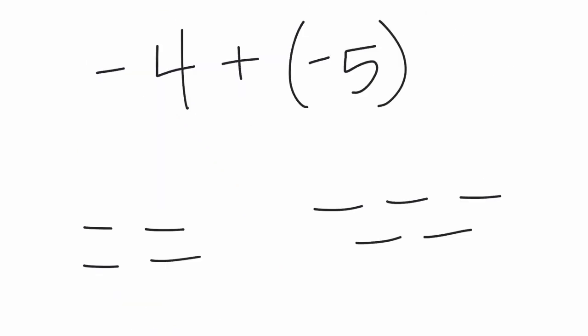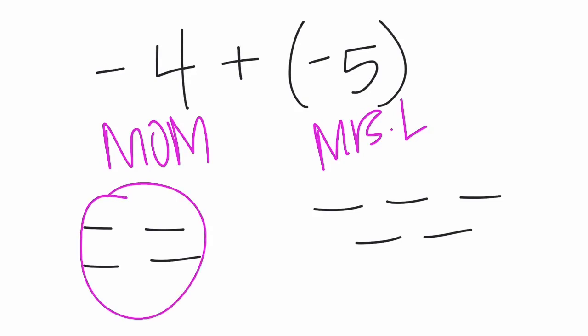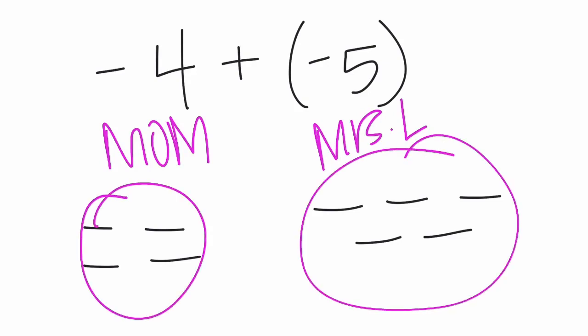This next one says if you owed your mom negative $4, or you owed her 4, and then you owed me, Mrs. Loggy, $5, how much altogether do you have to pay back? Well, mom would be 4 and I would be 5, so altogether you would need to pay back $9. So you would be negative 9.